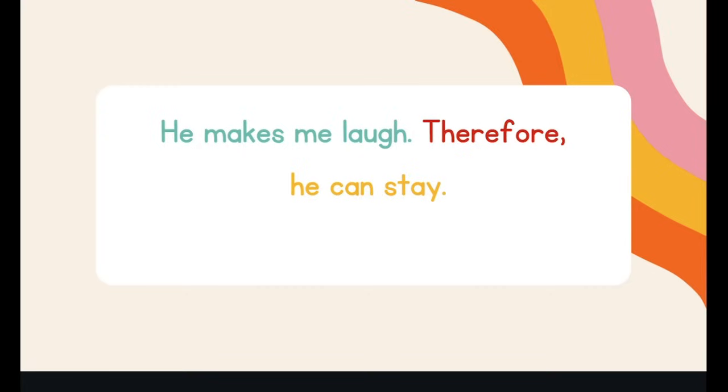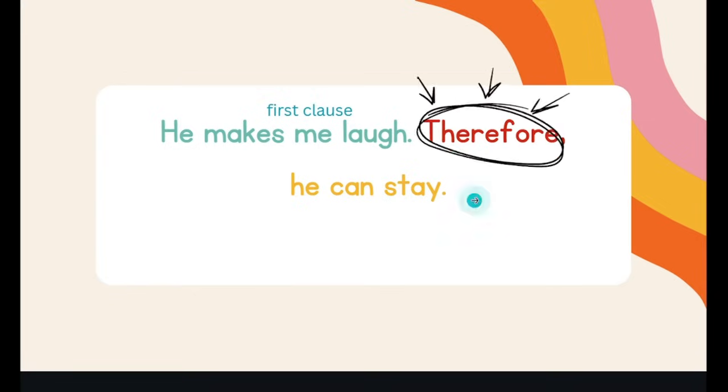Another one here. He makes me laugh, therefore he can stay. So here, we have our first clause, he makes me laugh. And we use the word therefore as our adverb to connect the second clause, which is he can stay.